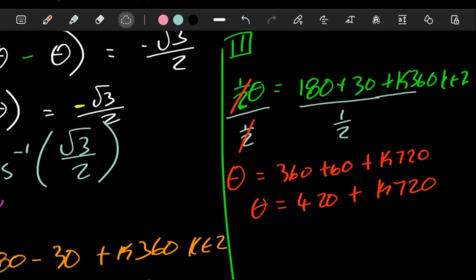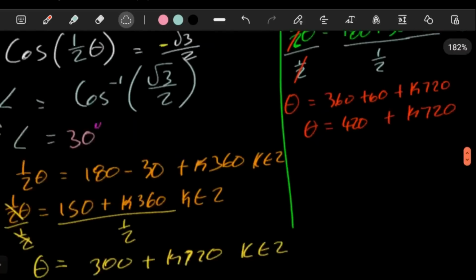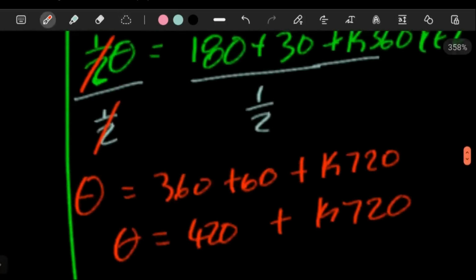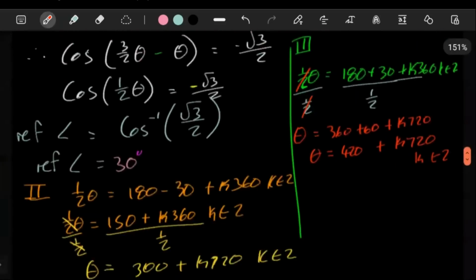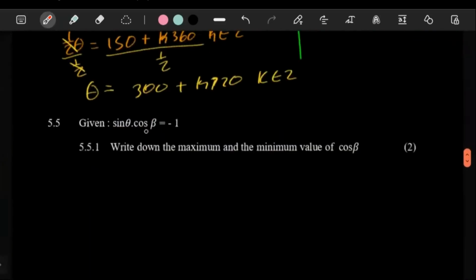So this is what we know we should do. Moving on to the next question. Oh, we forgot to put K as an element of integers, but K is an element of integers. So given this expression is equal to -1, we need to write down the maximum and the minimum value of cos beta.